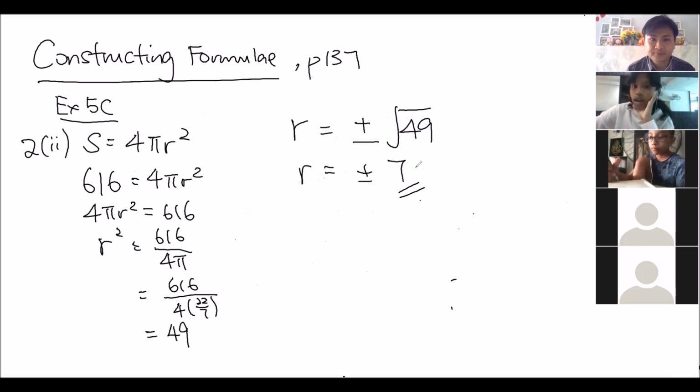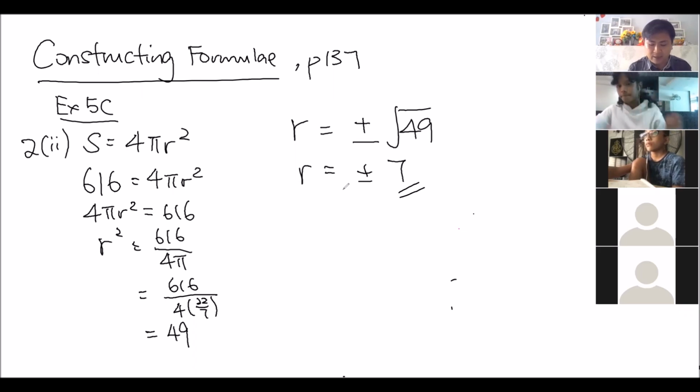So must we add the plus minus? Don't need to add. Okay. That means there are 2 answers here. So what does this mean? This is actually 7 or negative 7. This plus minus means 7 or negative 7. So these 2 answers are correct. So 2 answers are accepted for this question. Are we clear about this? That means there are 2 answers for this question.